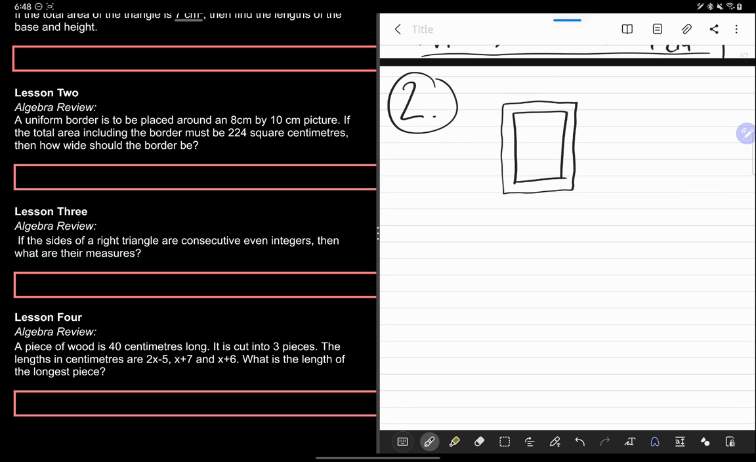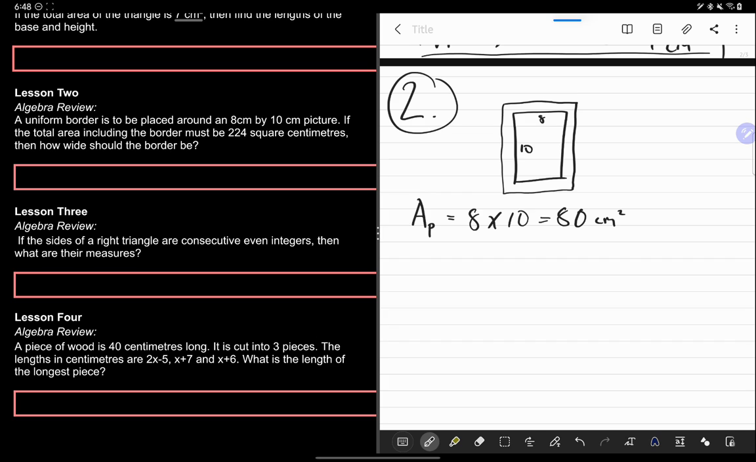So we're saying that the 8 and 10 is the picture dimensions. It's not the entire thing. Now the border, whatever that is, all of that together, that times that, should give me 224. Okay, let's start working away. Now we know the area of the inside, the area of the picture, is 8 times 10, which is just 80. I mean, that's not hard to calculate.